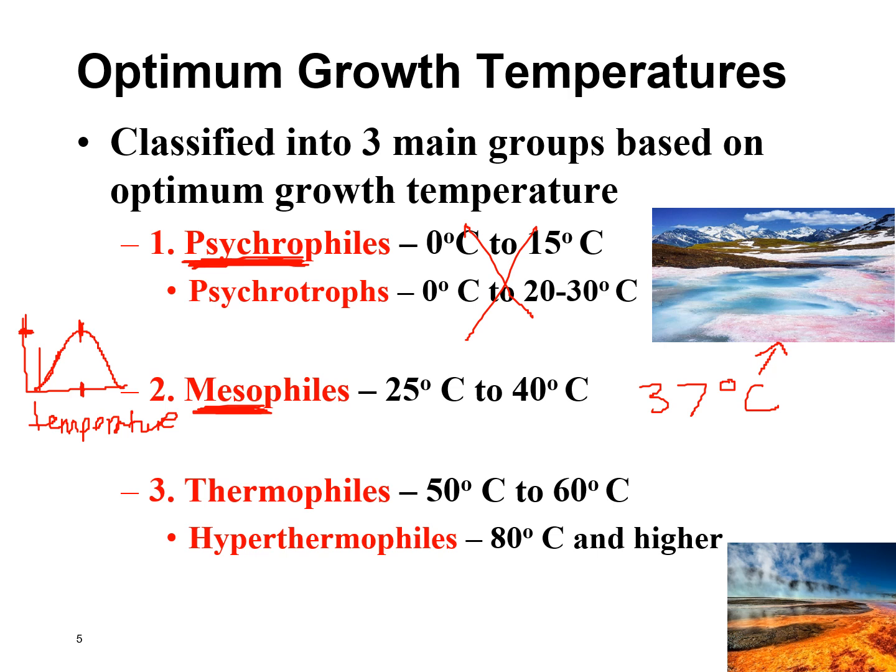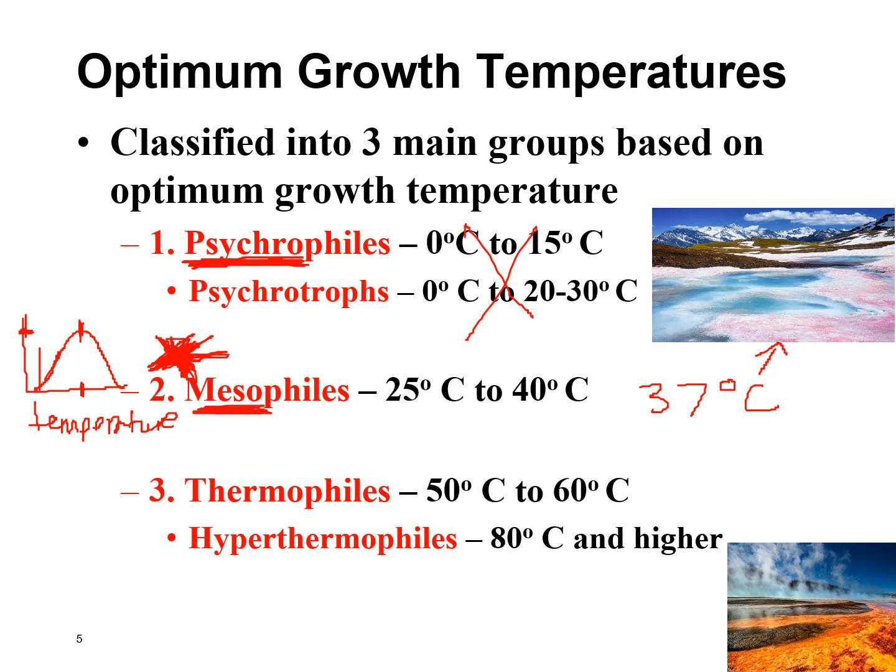So a lot of our pathogens, the microorganisms that make us sick, are actually mesophiles. Their optimum growth temperature, where they divide the best and make the most new cells, would be at our body temperature. So remember that most pathogens are going to be mesophiles. That would be important to remember.